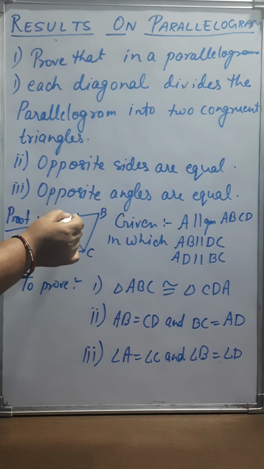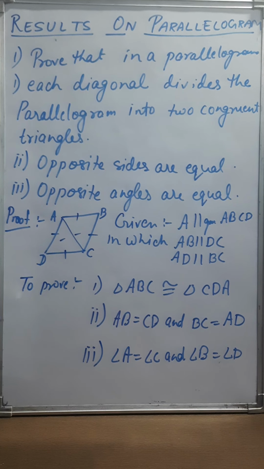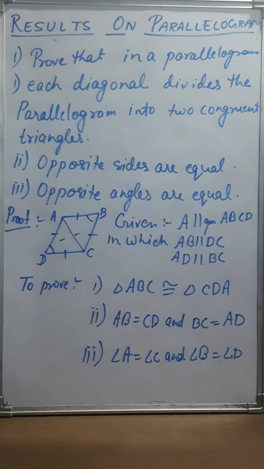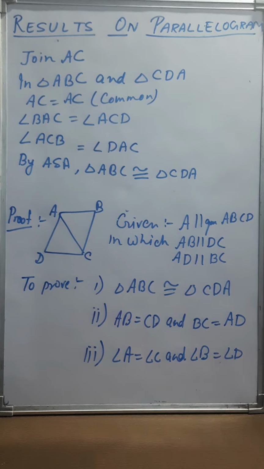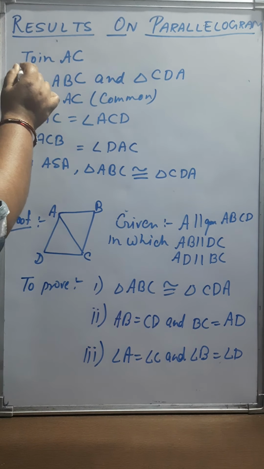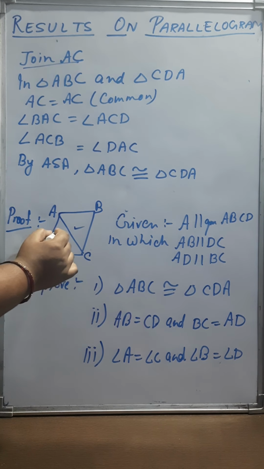Second, we have to show that opposite sides are equal. That is, AB is equal to DC and BC is equal to AD. And we have to show that opposite angles are equal. This means angle B is equal to angle D and angle A is equal to angle C. Now, if we see these two triangles, first we have joined AC and then we are looking at triangle ABC and triangle CDA.